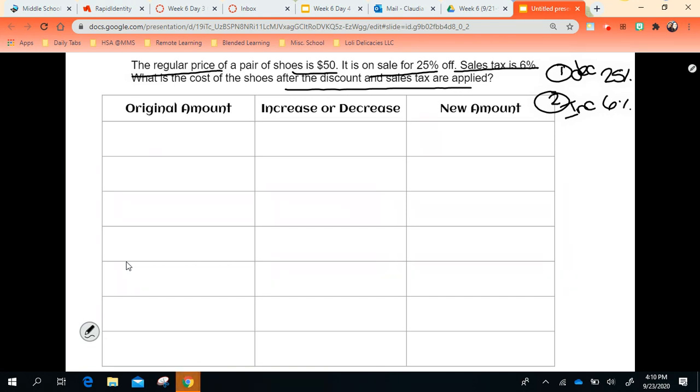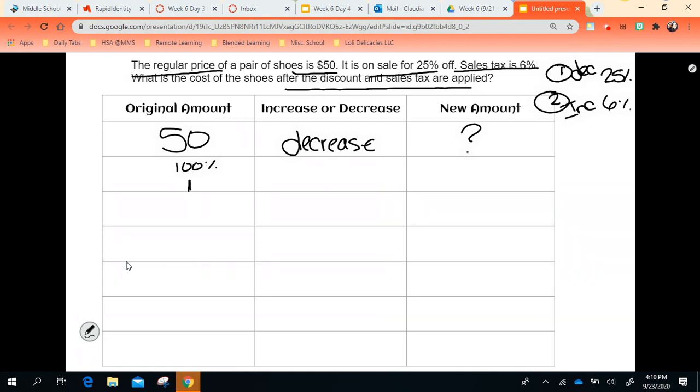So let's go ahead and begin. So the original amount is $50. Our first step, like we wrote off to the side, is a decrease. But we don't know what our new amount is. Moving on to the next row. We know that our original percent is 100%. As a decimal, it's 1.